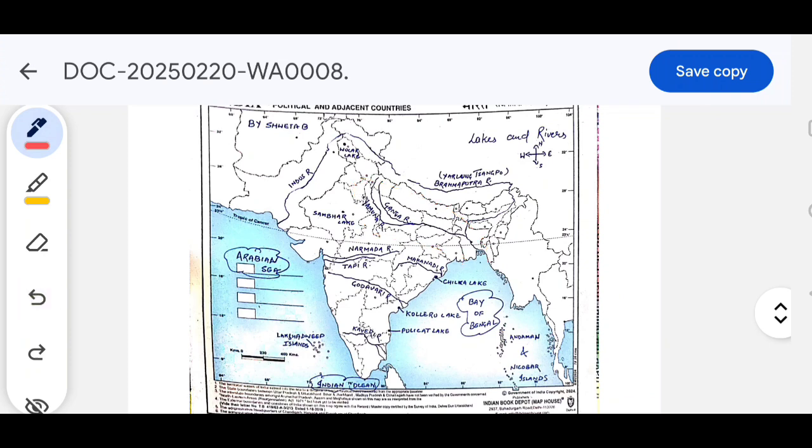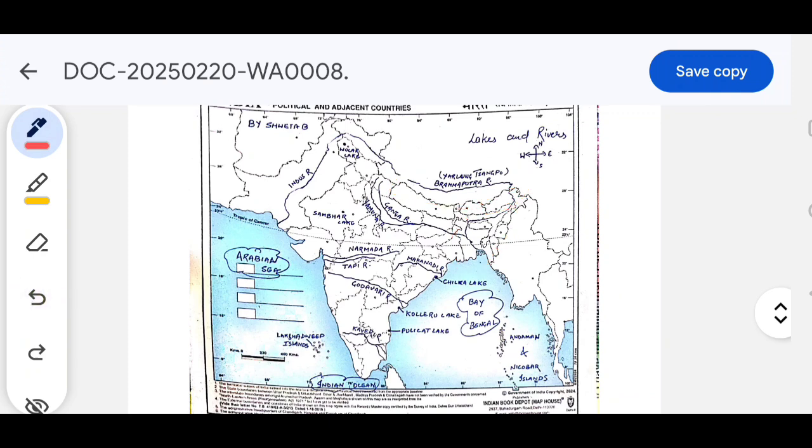Next we have the Brahmaputra river, most of which is lying in China. So it is also known there as Yarlung Sangpo. Okay, and then it enters our country from Arunachal Pradesh, and it goes to Bangladesh and meets with the Ganga river, and then falls into the Bay of Bengal. So this is what we have to remember about the Brahmaputra river.